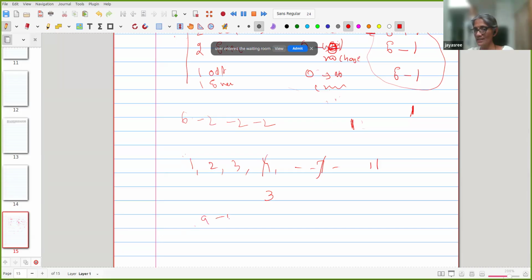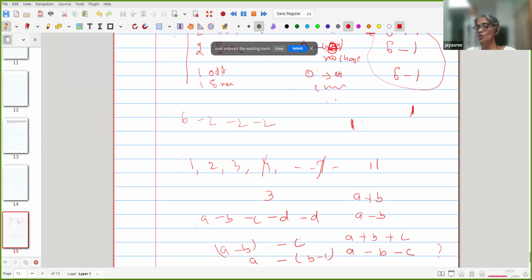We are not doing A minus B minus C minus D. A plus B and A minus B have the same parity, but A plus B plus C and A minus B minus C, do they have the same parity? A minus B minus C is different from A plus B plus C. When you're doing subtraction, the order becomes important. So what works for 2 will not work for many numbers. Is that clear? So we can't just add them like that.